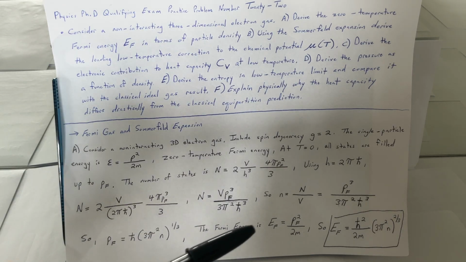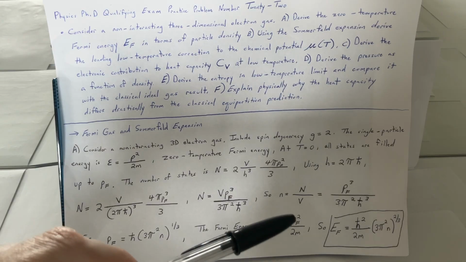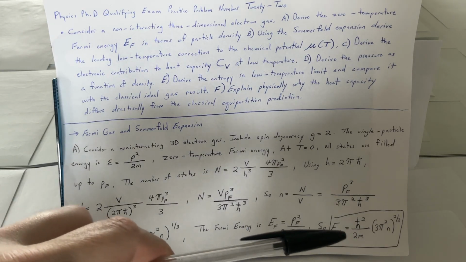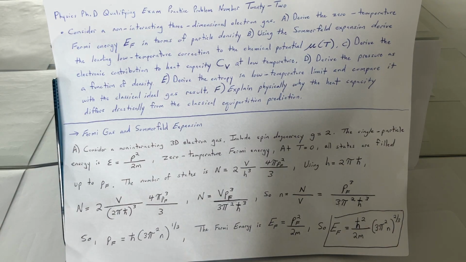So our Fermi energy, E sub F, equals p sub F squared over 2m. And this would result in E sub F equals h bar squared over 2m times the quantity 3 pi squared n raised to the 2/3. Okay, so that's letter A. Moving along to letter B, using the Sommerfeld expansion, derive the leading low temperature correction to the chemical potential mu of T.